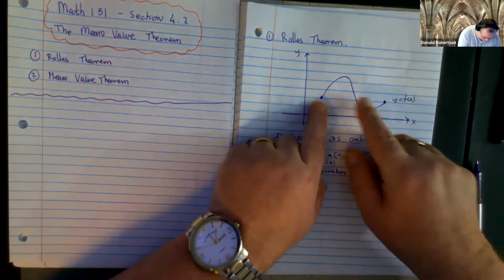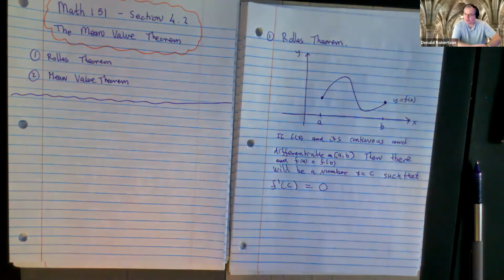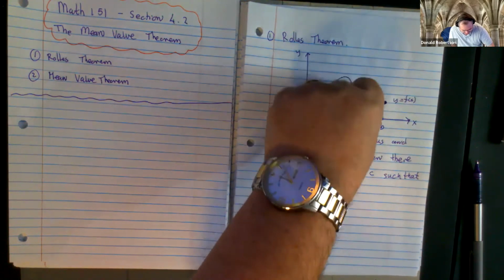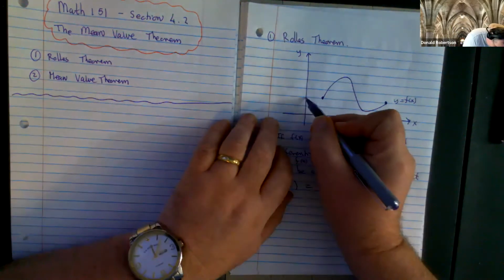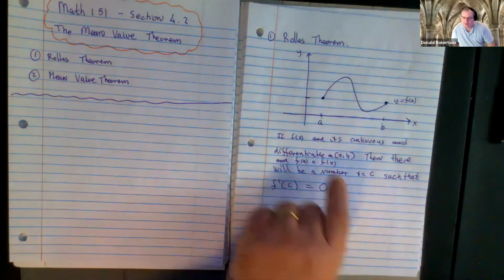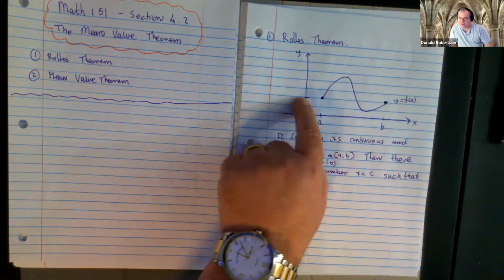So here's my picture. That is a nice curve. Would you agree? Nice curves are continuous. What's not continuous? Remember the holes and the jump discontinuities and vertical asymptotes, right? This function is differentiable. What that means is I can pick any point in that curve, and won't I be able to get a tangent line? Lastly, this function starts and finishes at the same height, right? So f of a and f of b, same value, is it?